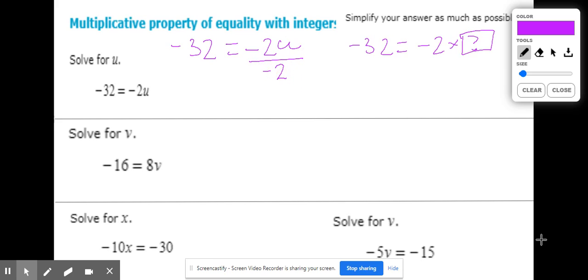We're going to divide both sides by the entire coefficient, okay? This is the entire coefficient. I must include the negative 2. So by doing that, a negative divided by a negative, remember we have tools to use to help us.